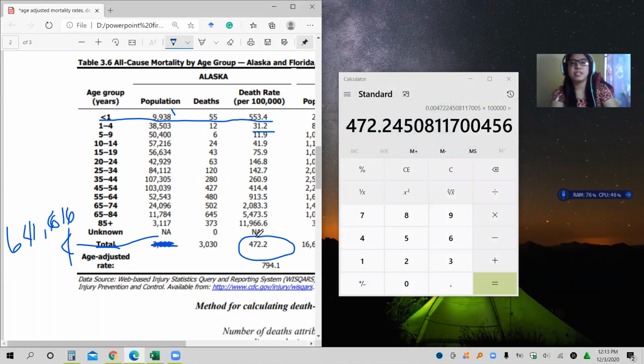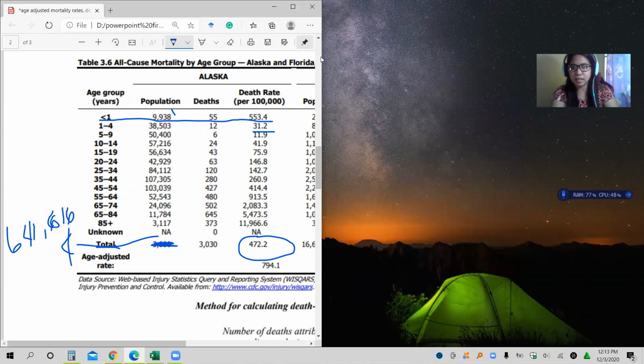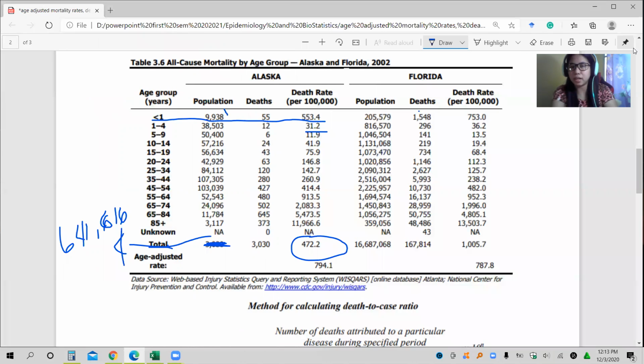So this is the value. The same procedure is done on the other side. It is also adding all the total number of deaths here and also for the population. If you divide this, you will obtain 1,005.7. As you can see in the value here, the death rate of Florida is higher than the death rate of Alaska.